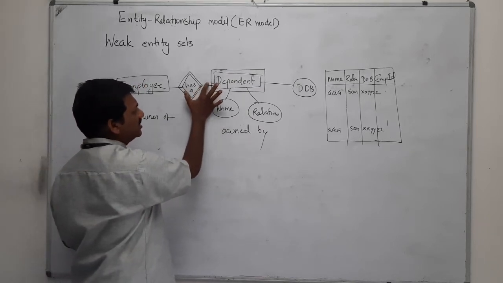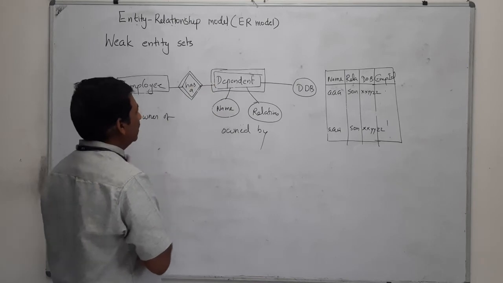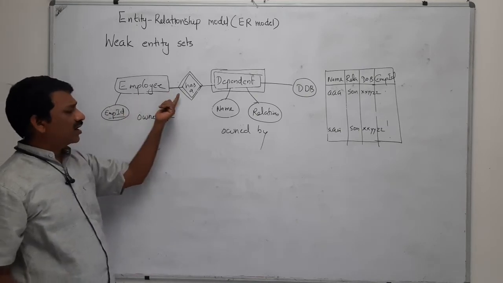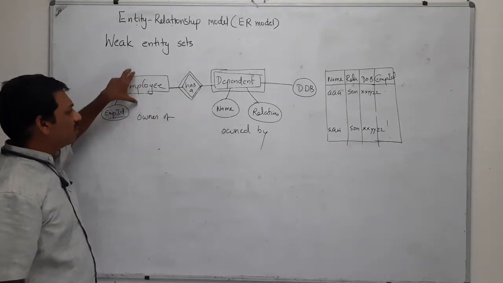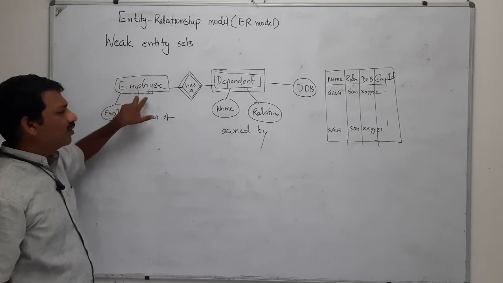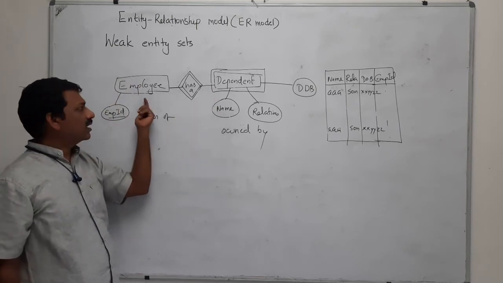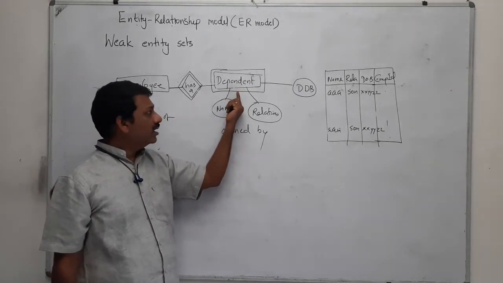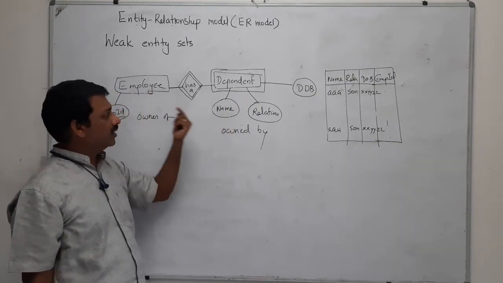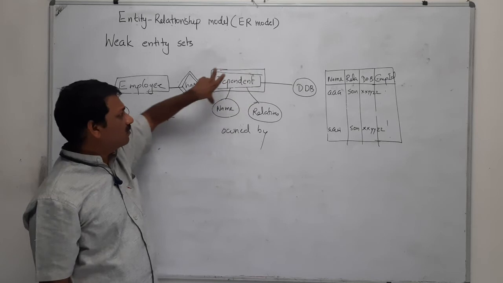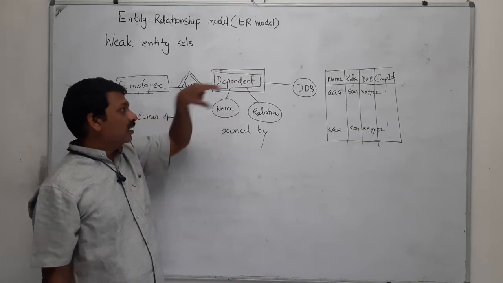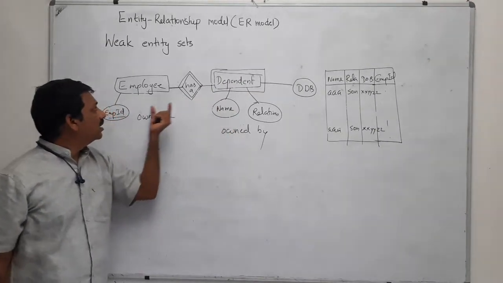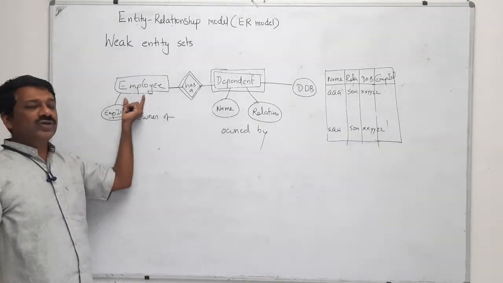So in a relationship here, if you are drawing a single line, what that means? This is not a strong relationship. That means this employee, even if an employee who is not having any dependent, he can exist. But a dependent, if he is a dependent, he should be connected to an employee. That means here this is totally participating in this relationship. That means every dependent should be there in this relationship, but employee, there may be employees who have no dependents.